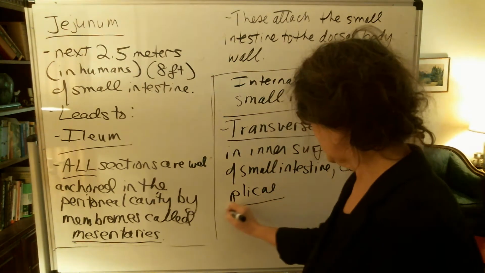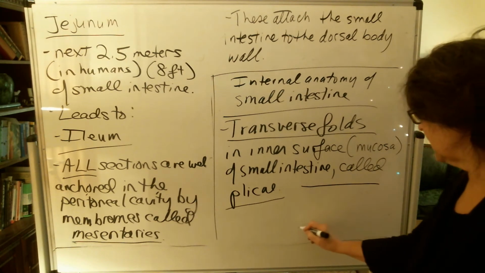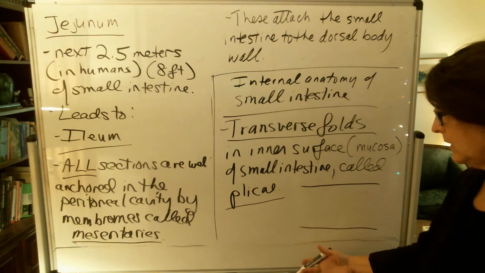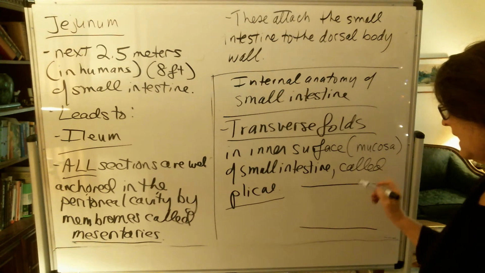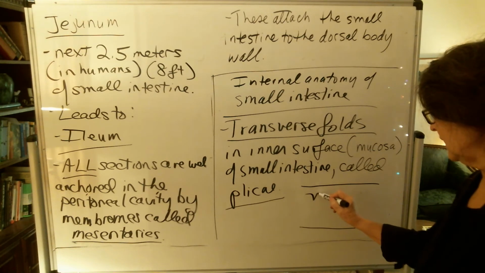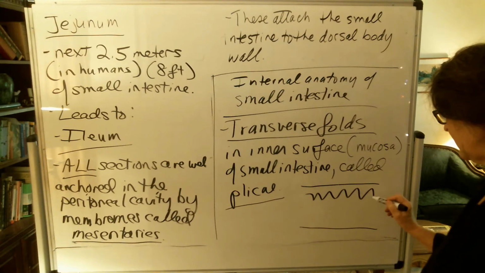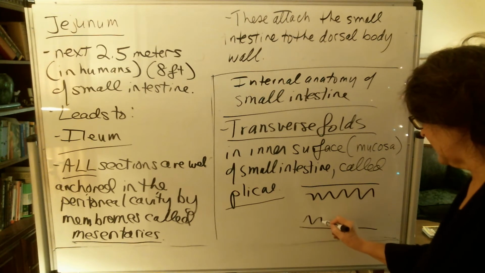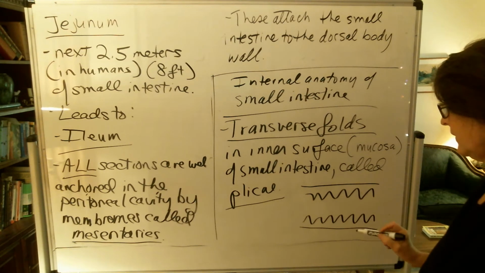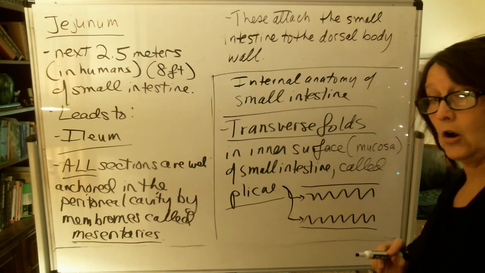So what did I just say? I said basically here you have a tube, okay? I've sliced through a tube. Here's the outer wall of the tube. And then on the inner lining of the tube, we have these folds. I'm overdrawing it here. But the point is you have these folds, and they are the plicae.